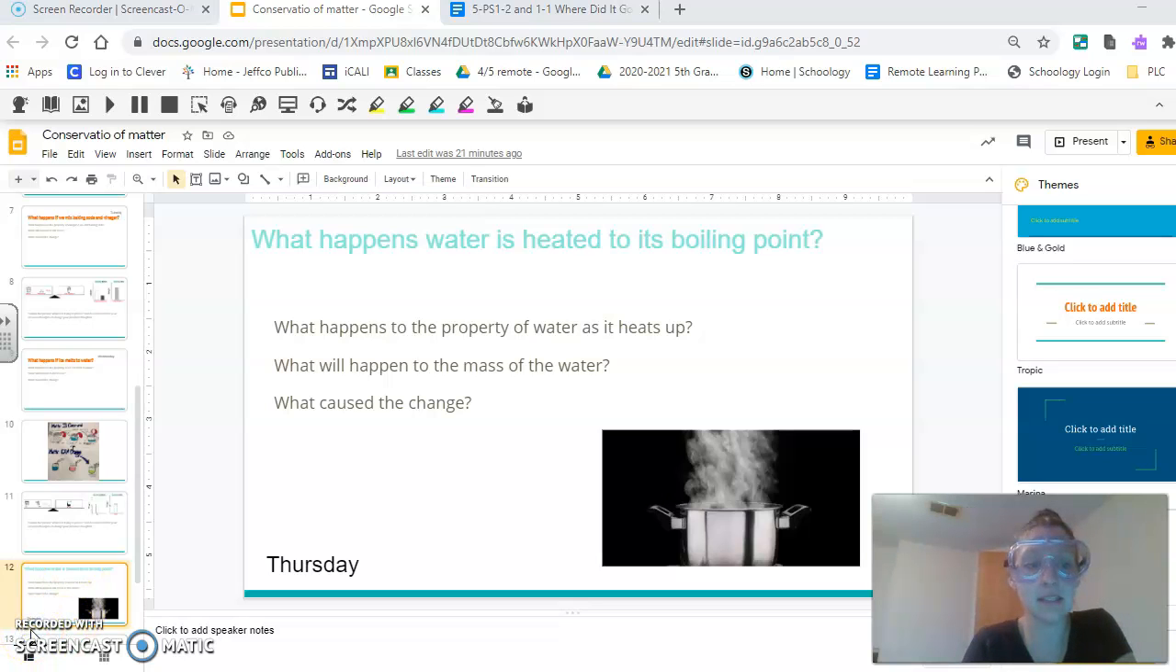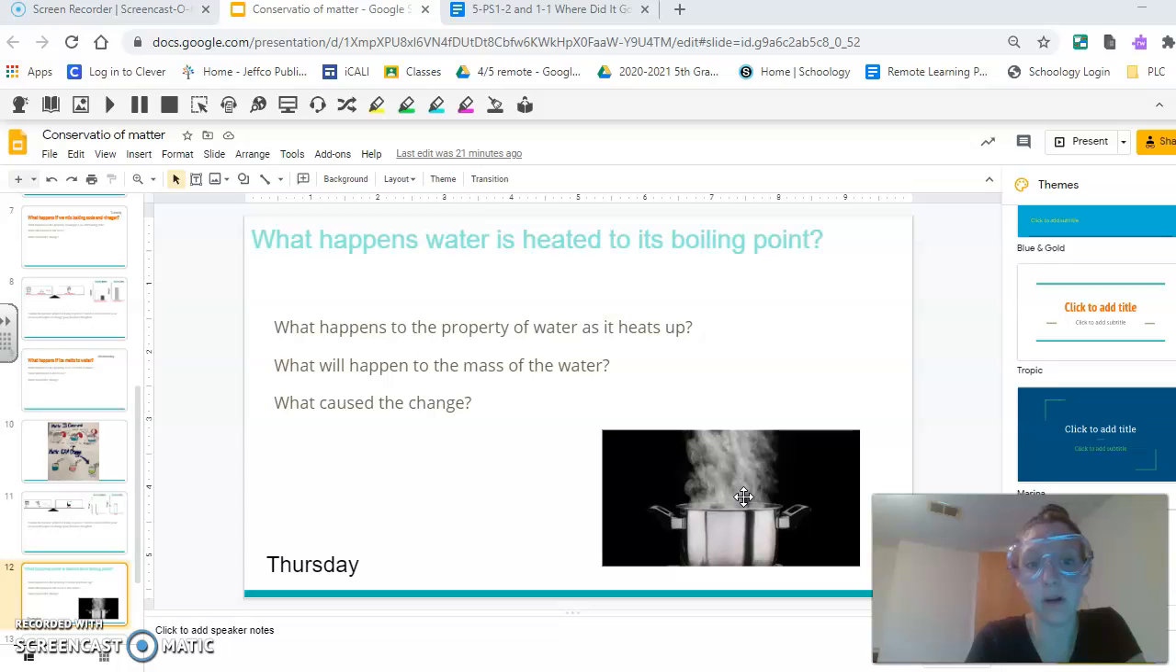Welcome back. It is Thursday. Today, this is our last phenomenon. This is what happens to water if it is heated to its boiling point. When something is heated to its boiling point, it actually produces a boil, and that is when we oftentimes tend to see tons of steam coming off of the top.